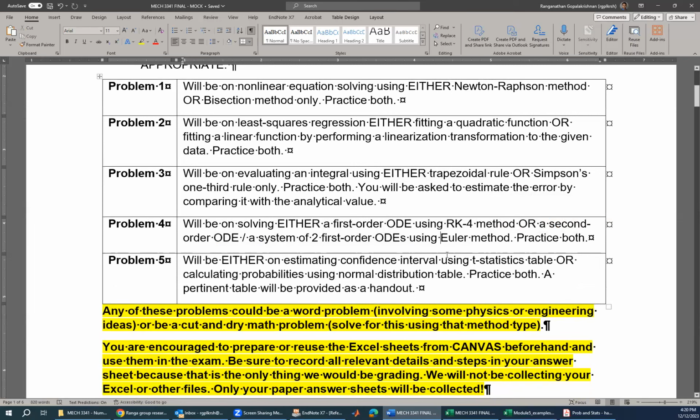The last problem will be either a t-statistics problem or a normal distribution problem, both of which will involve either the t-statistics table or the normal distribution table. I'll provide the table as a handout, but you need to be able to use it. Of course, you can bring your book and handout and everything. Okay.